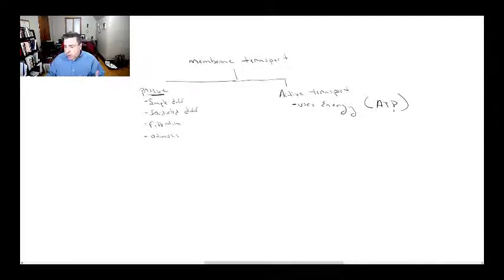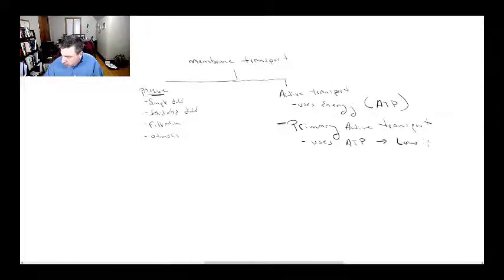And there's two primary methods, okay? There's going to be primary transport, or primary active transport, if you will. And primary uses ATP to move substances from low to high. So low to high. Okay, so that's all that basically is.